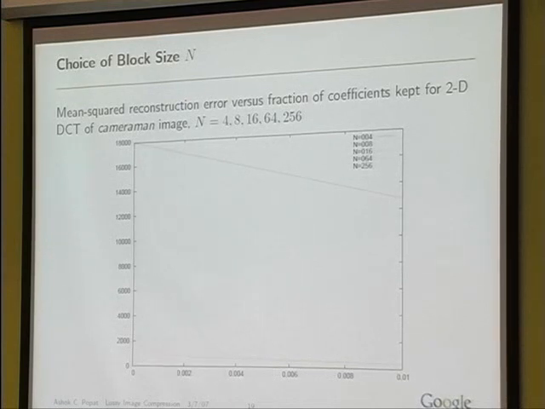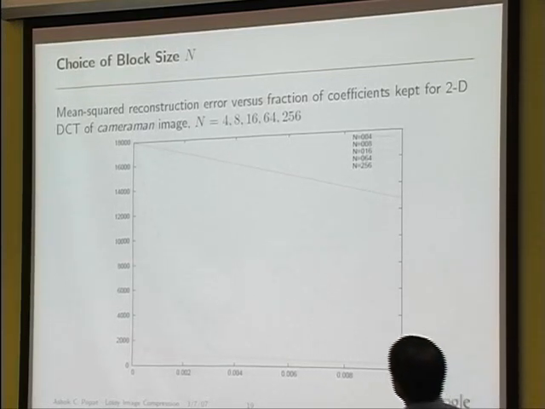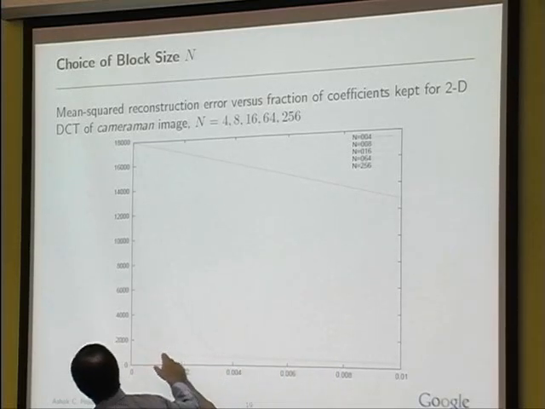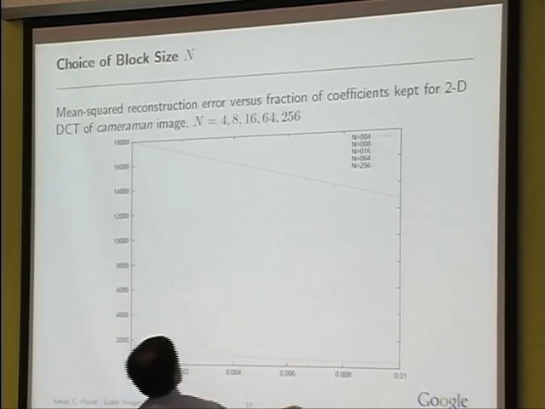Oh, it's a little bit hard to see. Can people see that a little bit? Great. So the one that's probably hardest to see is the n equals 256, and I can just tell you it's over here on the left.